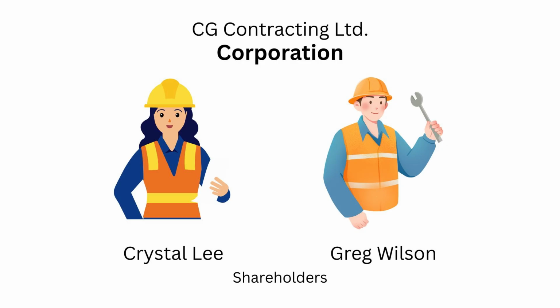Let's use another example of a general contracting company. The company is owned by shareholders Crystal Lee and Greg Wilson. Their company name is CG Contracting Ltd. Crystal and Greg make all the decisions. The money received from customers is paid to the business CG Contracting Ltd., not to Crystal and Greg. The company owns all the assets and is responsible for all the debts.